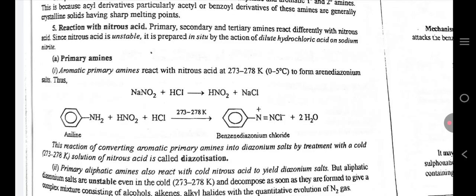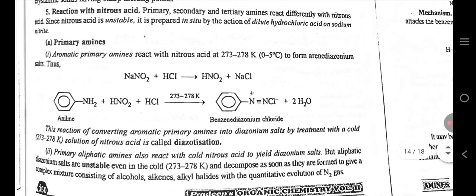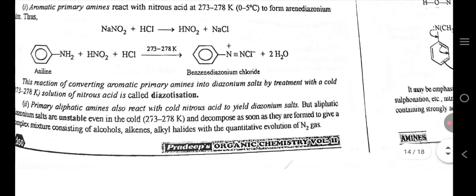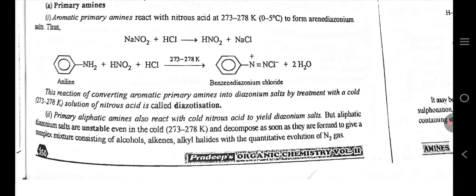Reaction with nitrous acid. Primary, secondary, and tertiary amines react differently with nitrous acid. Since nitrous acid is unstable, it is prepared in situ by the action of dilute hydrochloric acid on sodium nitrite. Primary amines. Aromatic primary amines react with nitrous acid at 273 Kelvin to 278 Kelvin to form arene diazonium salt. The reaction of converting aromatic primary amine into diazonium salt by treatment with a cold aqueous solution of nitrous acid is called diazotization.